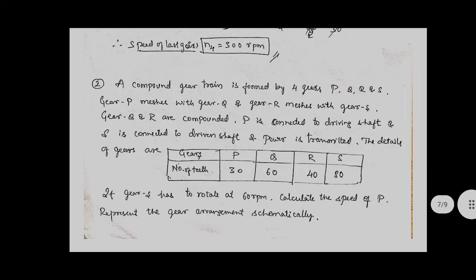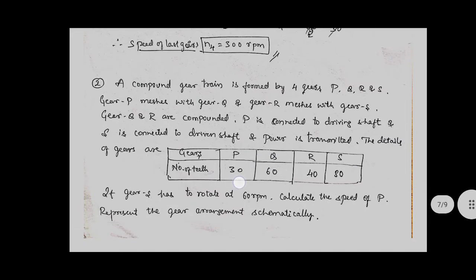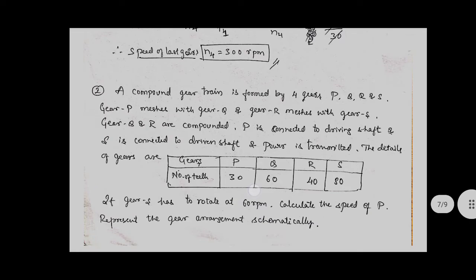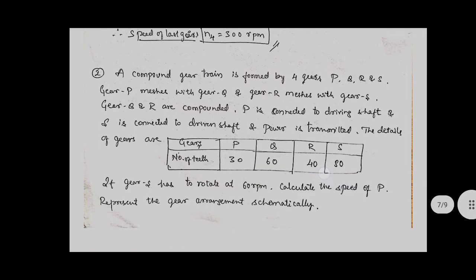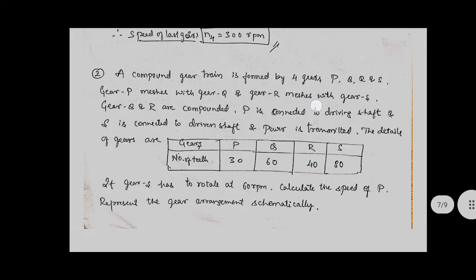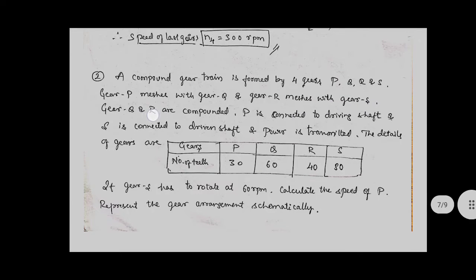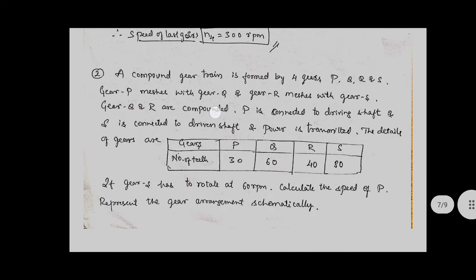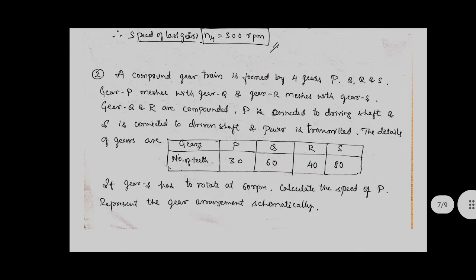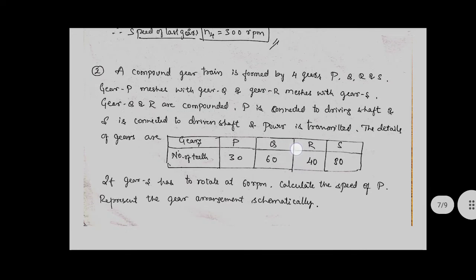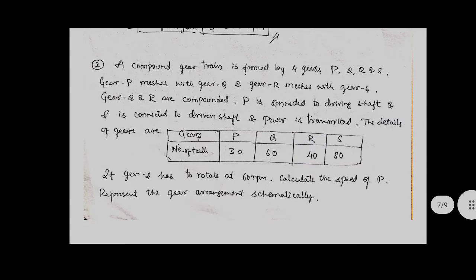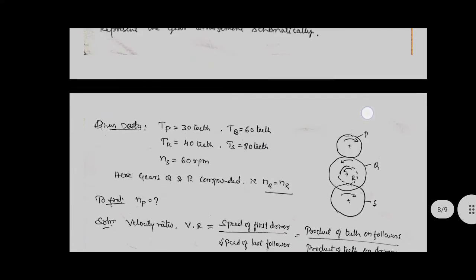So what they are telling is there are 4 gears P, Q, R, S. The teeth of gear 1, P, is 30, teeth of gear 2, Q, is 60, gear 3, R, is 40 and S is 80. As per the question, gears Q and R are compounded. So these two are compound gears, meaning they share a single shaft. Q and R are on the same shaft with different teeth on the gears. Okay, so that is the compound gear. You can see the drawing here.